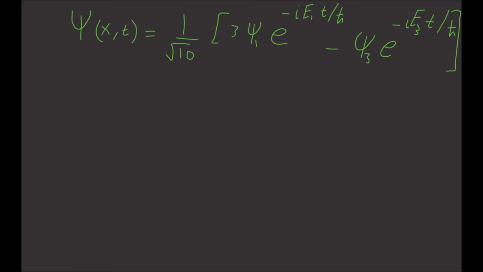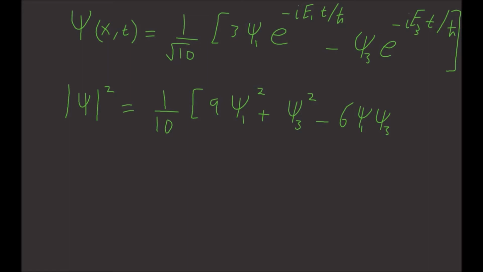So the expectation value for this is psi star psi, which is equal to 1 divided by 10 times (9 psi 1 squared plus psi 3 squared minus the cross terms, which is 6 times psi 1 times psi 3 times cosine of (E3 minus E1) divided by h bar times time).